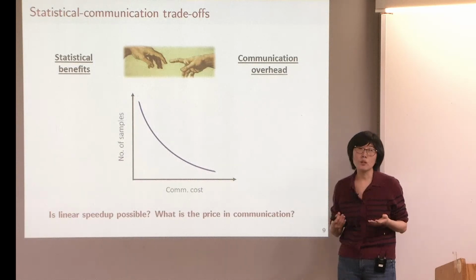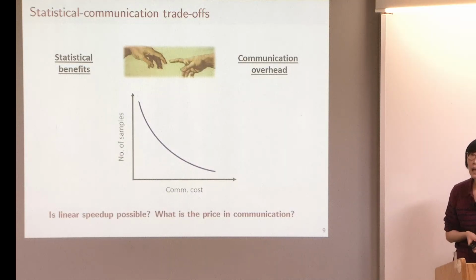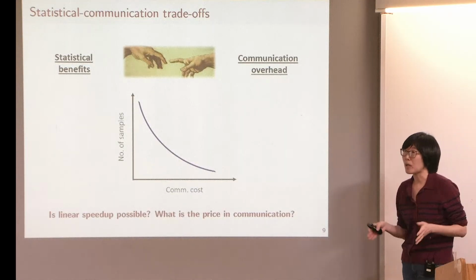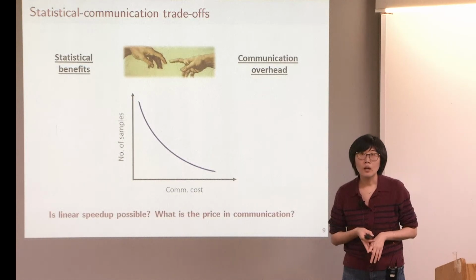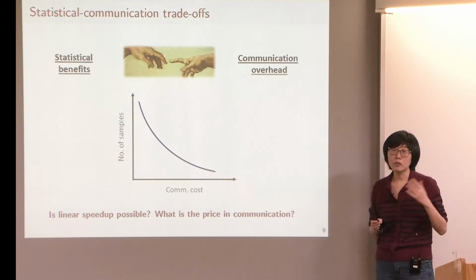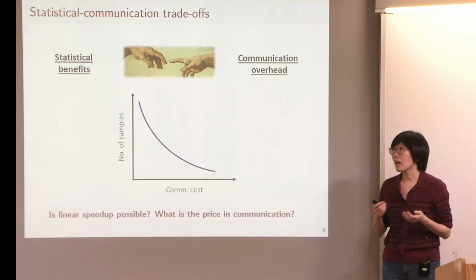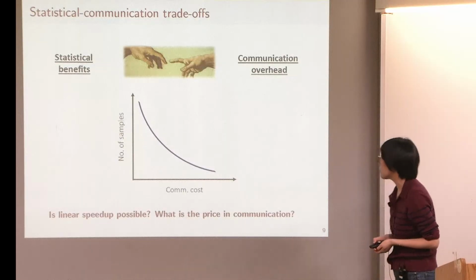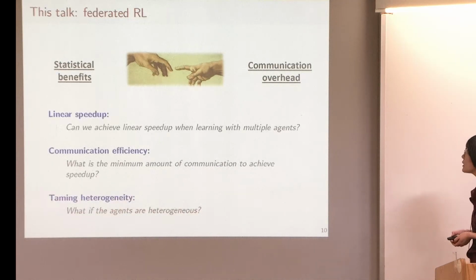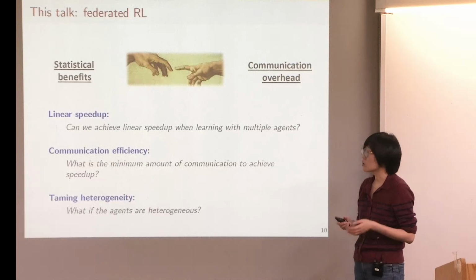So the kind of question we want to answer is, one, is linear speedup possible when you have just a reasonable minimum amount of communication given? And if there is a communication bottleneck, is there a price you need to pay in terms of the communication cost? So that's the running questions we would like to be able to answer. So with that in mind, the talk will be roughly divided into 3 parts.